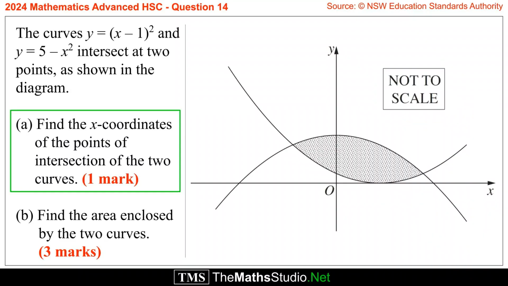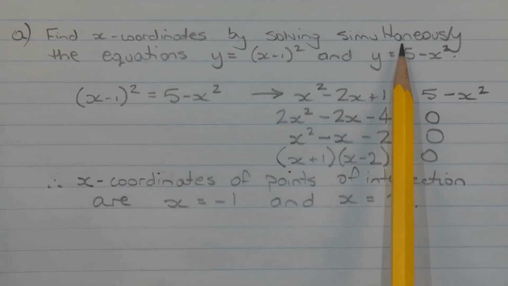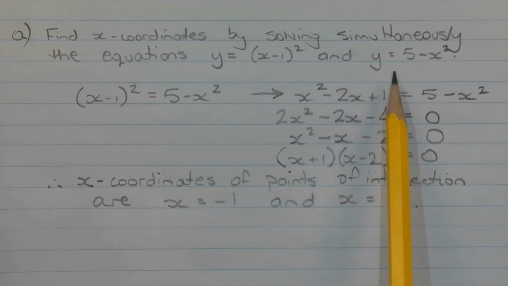Question 14. The curves y equals (x minus 1) squared and y equals 5 minus x squared intersect at 2 points as shown in the diagram. Part A. Find the x coordinates of the points of intersection of the two curves. Find the x coordinates of the points of intersection by solving simultaneously the equations y equals (x minus 1) squared and y equals 5 minus x squared.